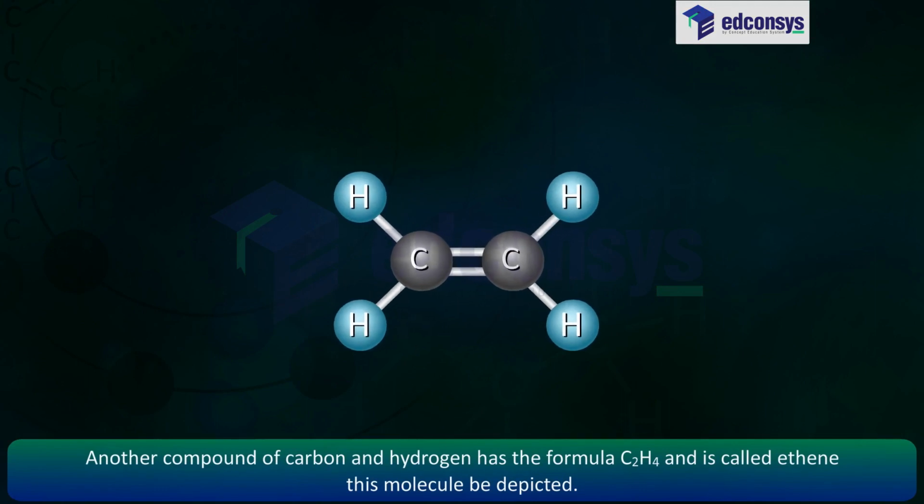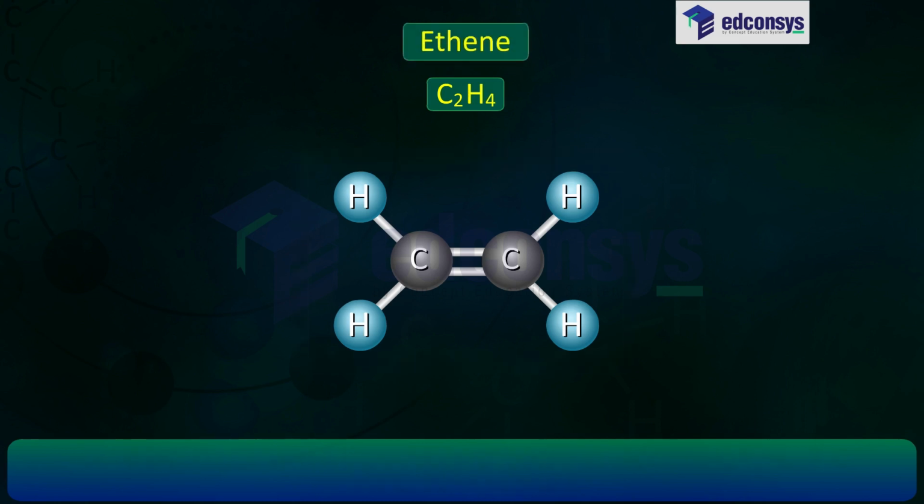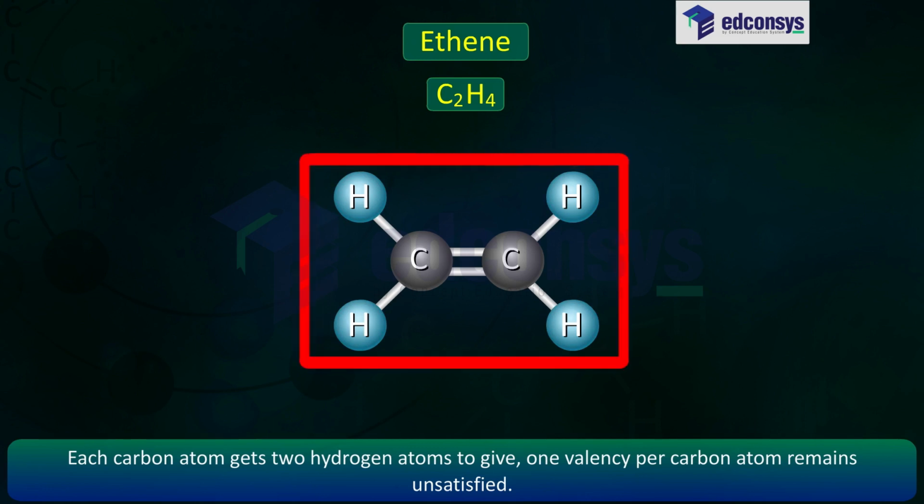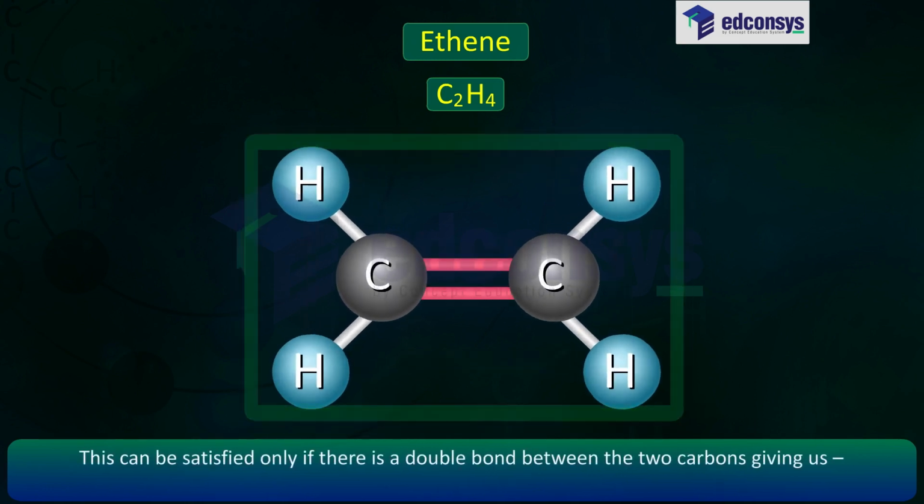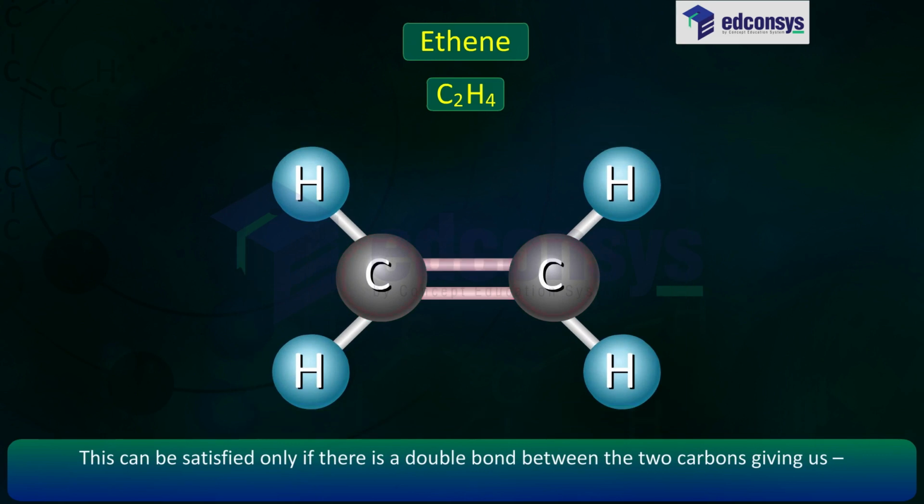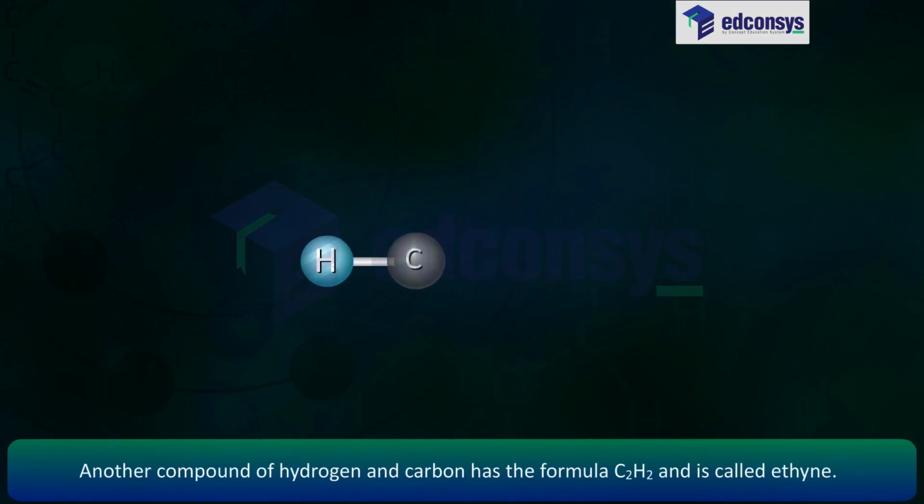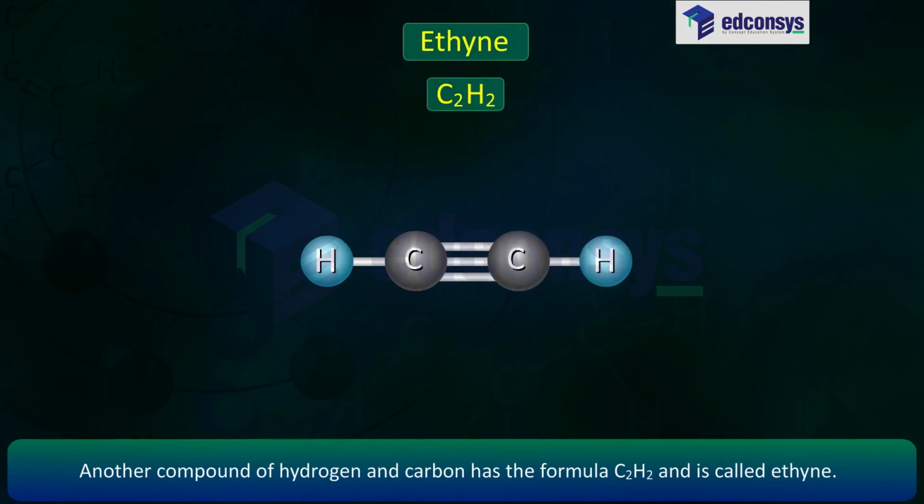Another compound of carbon and hydrogen has the formula C2H4 and is called ethene. This molecule can be depicted. Each carbon atom gets 2 hydrogen atoms, so 1 valency per carbon atom remains unsatisfied. This can be satisfied only if there is a double bond between the 2 carbons, giving us the electron dot structure for ethene. Another compound of hydrogen and carbon has the formula C2H2 and is called ethine.